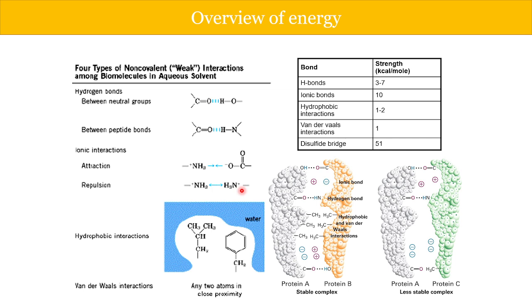So, the overview of energy: you need to know about the strength of the interactions, or the contributions of the different interactions. The strength of a hydrogen bond varies between 3 to 7 kilocalories per mole. The ionic bonds are like 10 kilocalories per mole. The hydrophobic interactions are a little bit less, like 1 to 2 kilocalories per mole. Van der Waals interaction is 1 kilocalorie per mole, and the disulfide bonds are the strongest, as we all know, at about 51 kilocalories per mole.